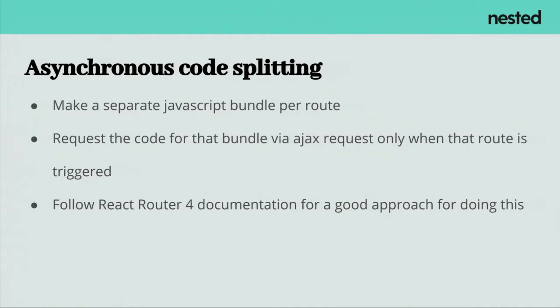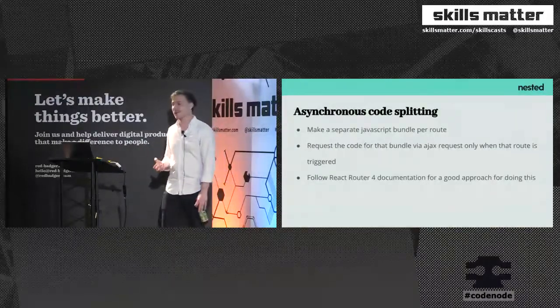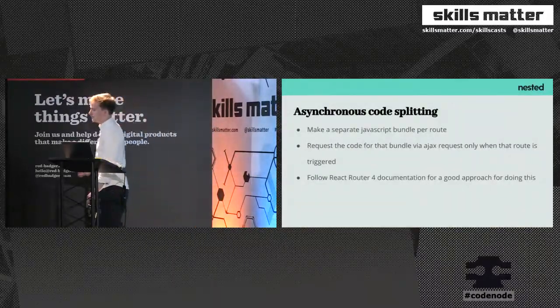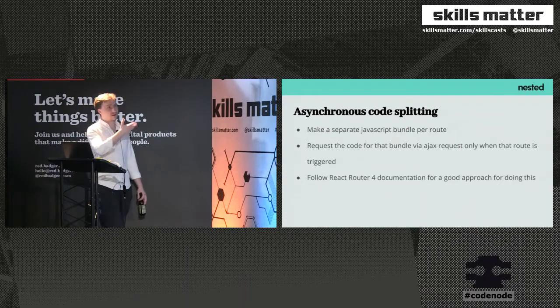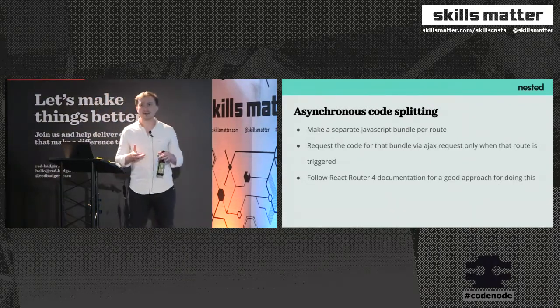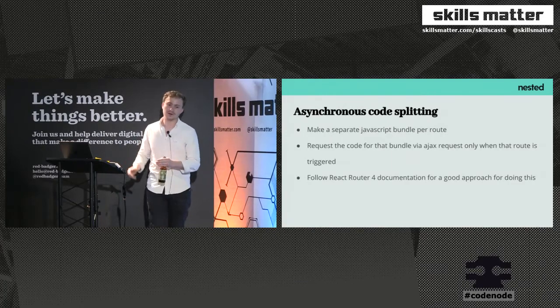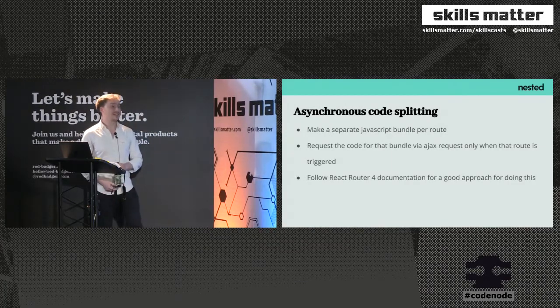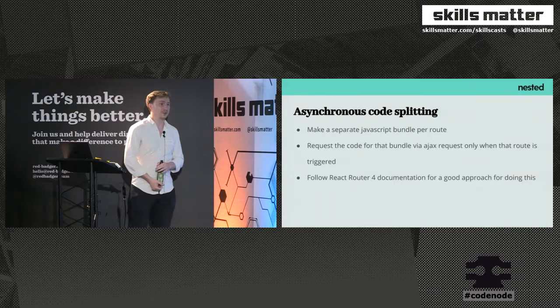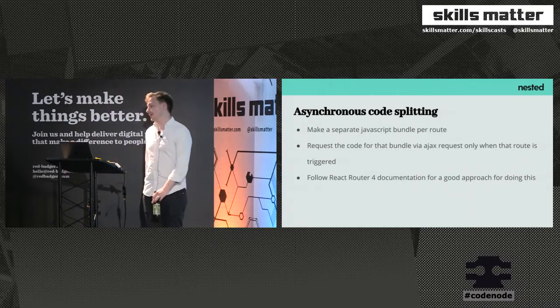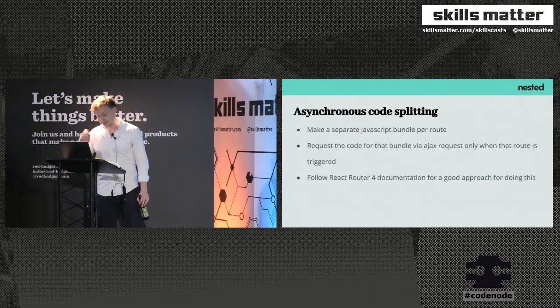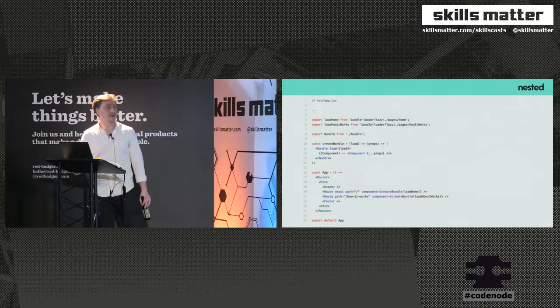OK. So the way we're doing that is with asynchronous code splitting. So we make a separate JavaScript bundle per route. So every time you go to a new route, you'll request the code for that bundle via AJAX request only when that route's triggered. So you don't need the code for the How It Works page until you view the How It Works page. The easiest way to do this is literally to follow the React Router 4 documentation for a good approach, but we can have a go at seeing how that would look on the example we had earlier. So there's a bit more happening this time.